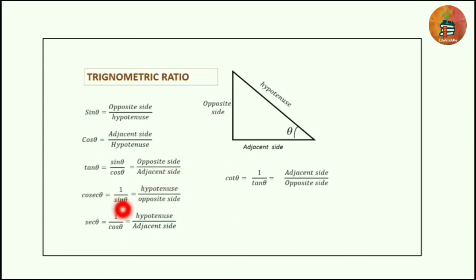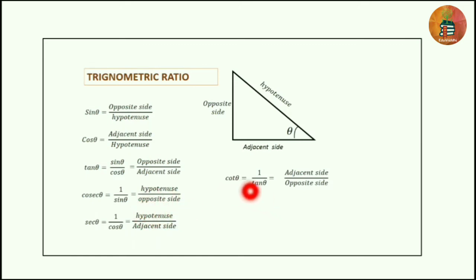And cosec theta is equal to 1 by sin theta, that is, it is the inverse of sin theta. So if you see here, you can understand cosec theta is the inverse of sin theta. So cosec theta will be equal to hypotenuse by opposite side. So that is given here. And secant theta is the inverse of cos theta, or it is equal to 1 by cos theta. So you can tell that secant theta is equal to hypotenuse by adjacent. So that is given here.